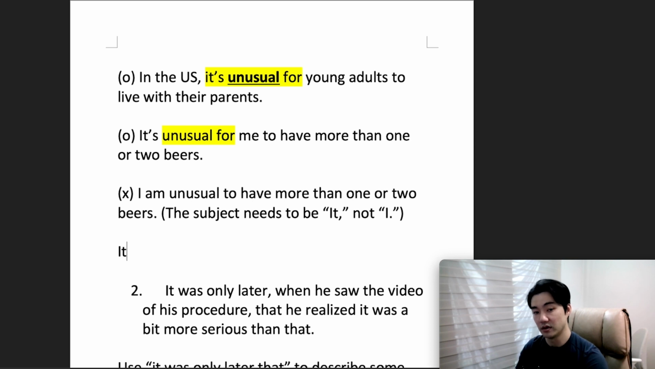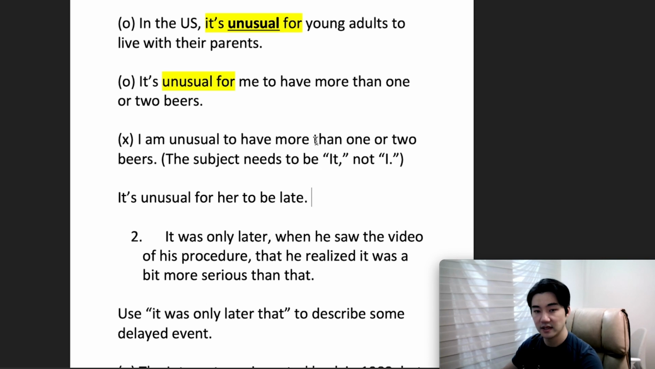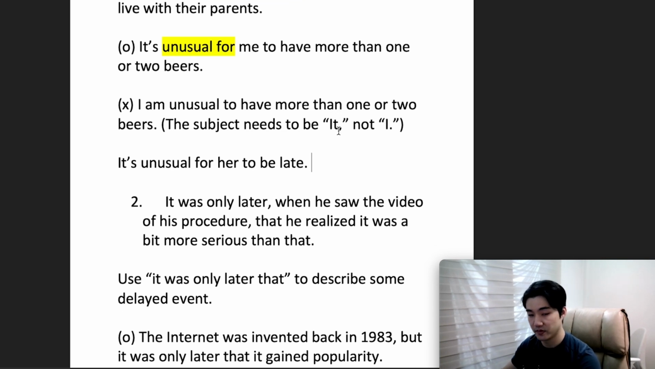So, it's unusual. It's unusual for her to be late. Okay, she's always early. 항상 일찍이에요. 근데 그녀는 항상 일찍 하지만 이번에 지각했어요. 그래서 좀 it's not normal. Alright? Let's look at number 2. 2번.